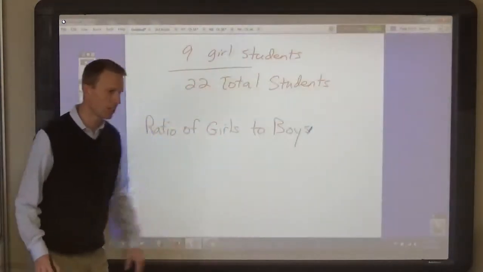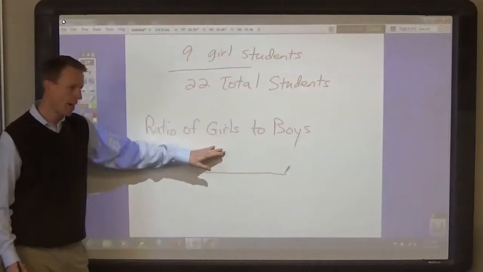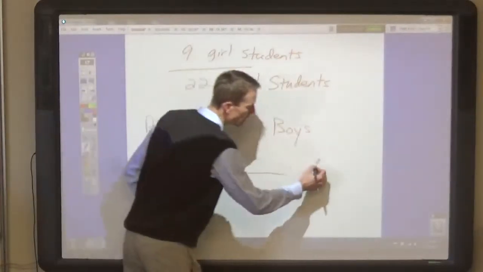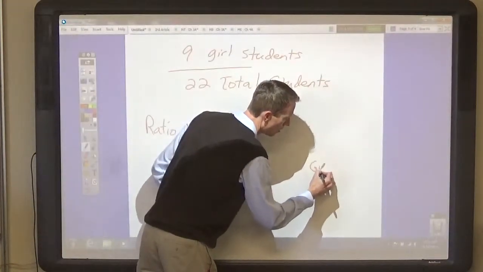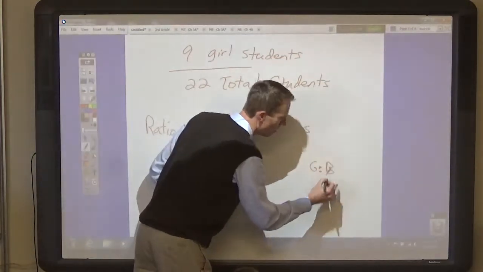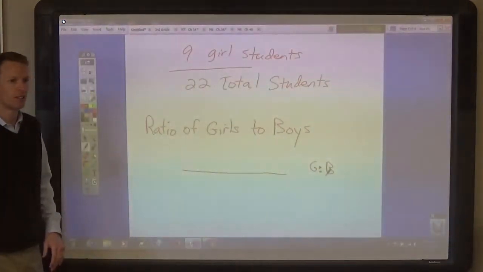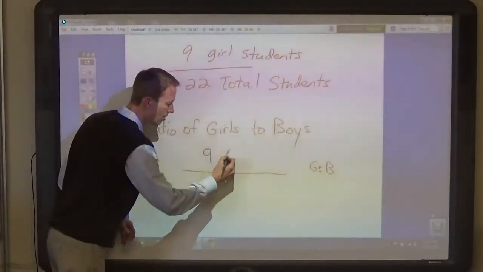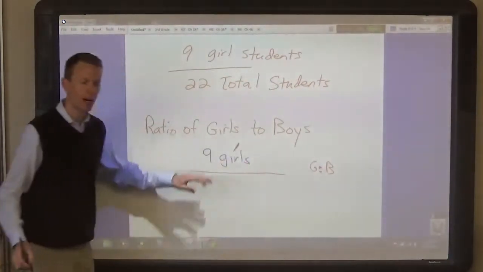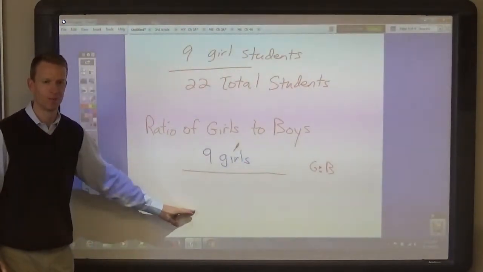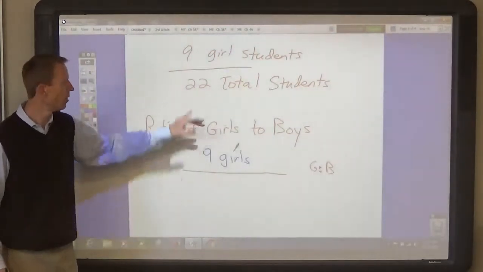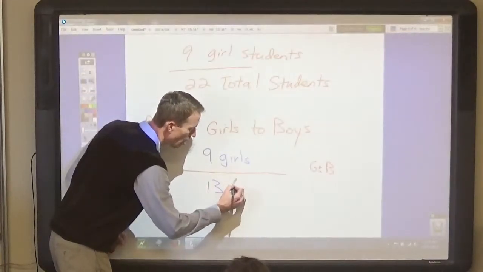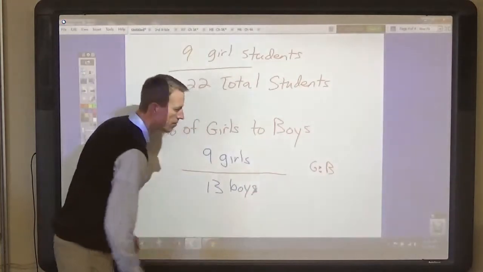These are different subjects, and so we write the number of girls over the number of boys, or using the dots. Girls to boys. So, if there are 22 students, and there are 9 girls, how would we write it as a ratio? What would we put on the bottom? We wouldn't put 22, we'd put what? 13 boys. 13. This is the ratio of girls to boys.